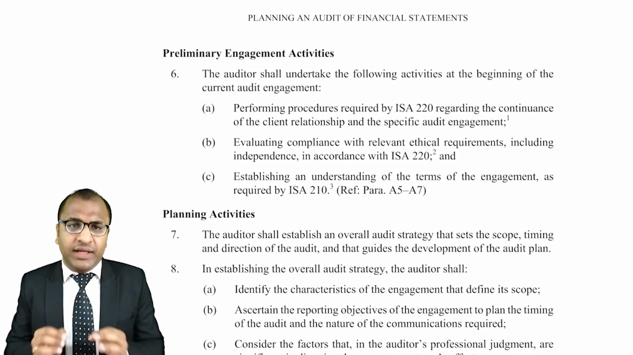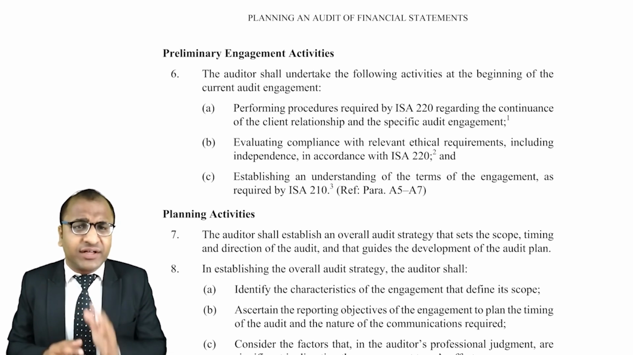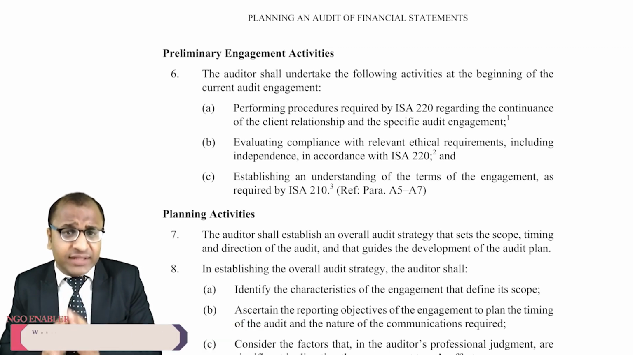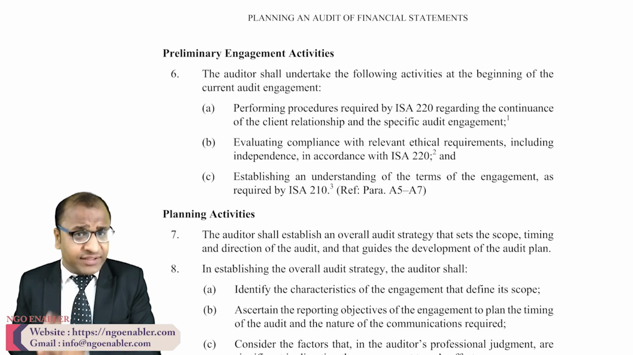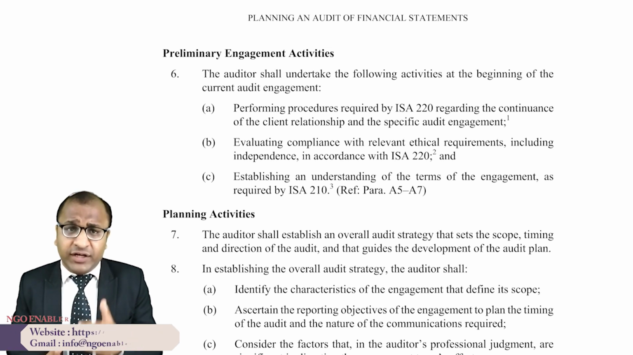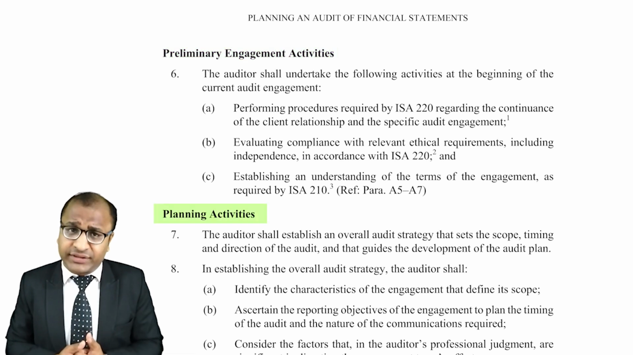Next, moving to the requirements of the standard, ISA300 requires to get the engagement partner and the other key members of the engagement team to get involved in planning and discussion. It is usually divided into two parts: preliminary engagement activities and planning activities.